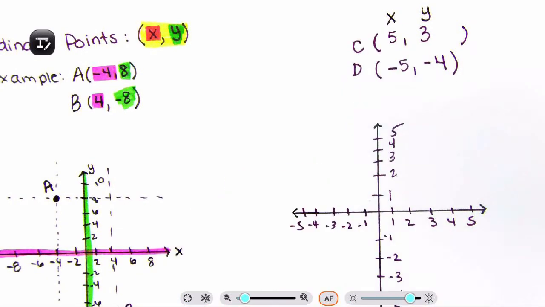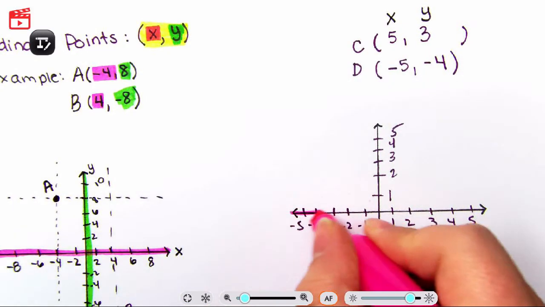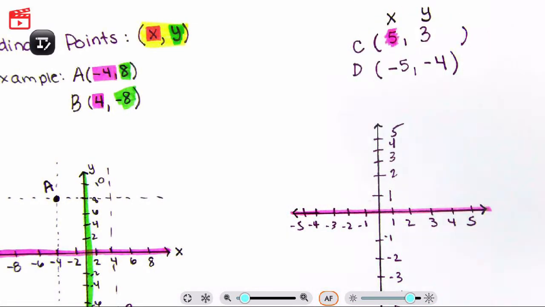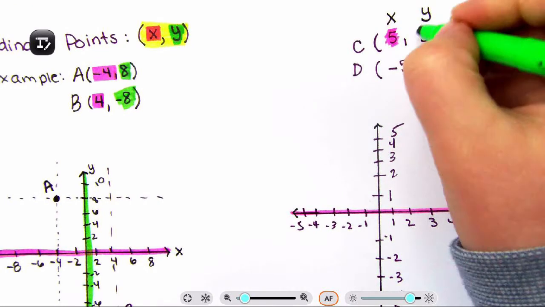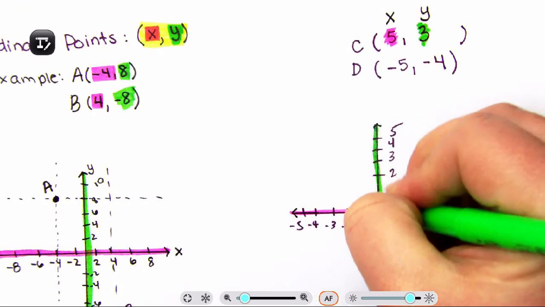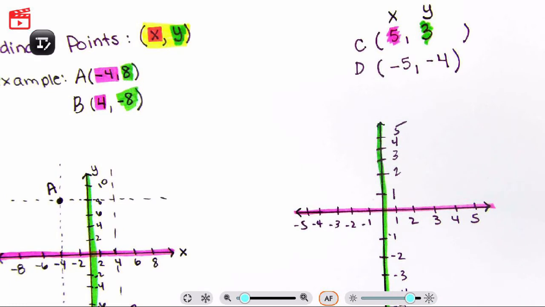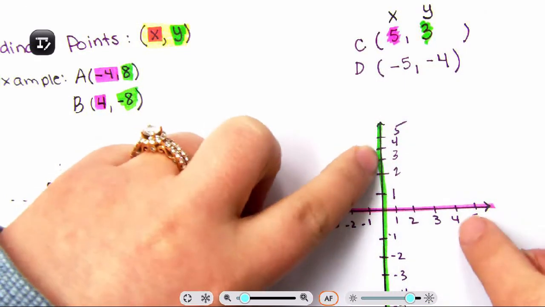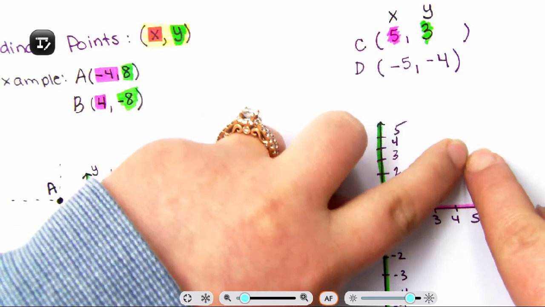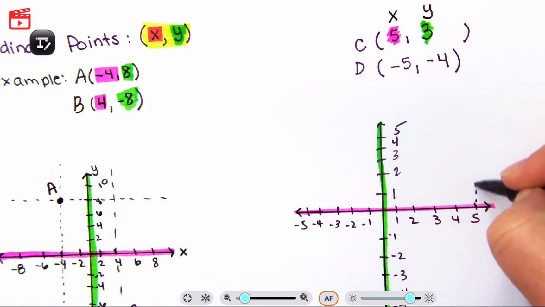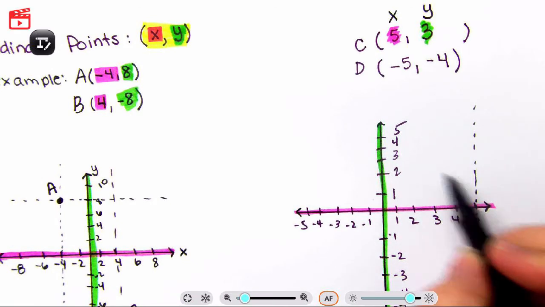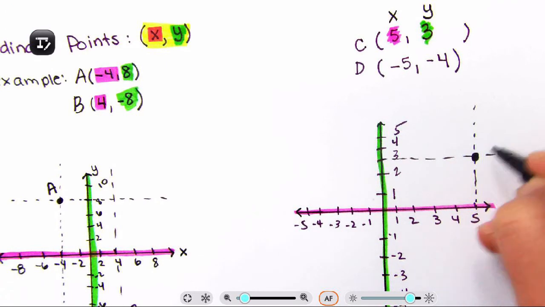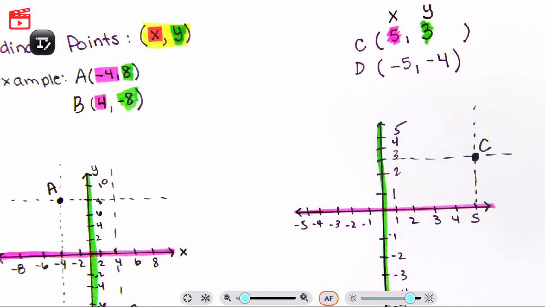You're going to find X first. Let's go ahead and highlight this X axis so we know which one's which. So I'm looking for 5 first, then I'm going to be looking for 3. X always is first. So where's 5? 5 is here. Where's 3? 3 is here. So I'm going to take my finger and kind of drag it, and it's going to meet somewhere here. Because I want you guys to see, I'm going to show you. Here's 5. Here's 3. So here is my intersection, and that is where C is.